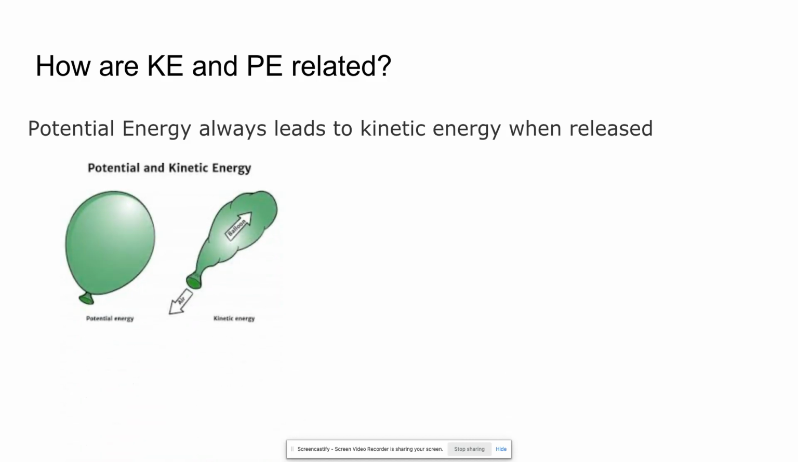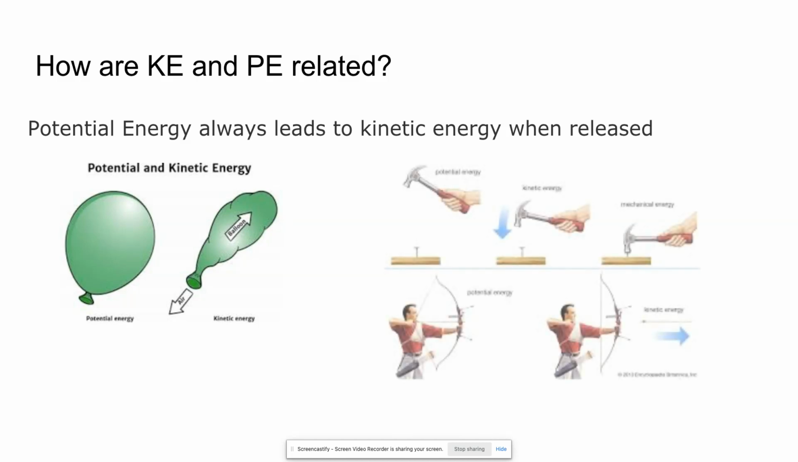We are going to talk in the next video about how kinetic energy and potential energy are related. Basically, I want you to think about the fact that potential energy always leads to kinetic energy when it is released. If you think about a balloon that's blown up, it has a lot of potential energy, but when you let go of the mouth of the balloon, the air shoots out and the balloon goes flying. So that's an example of a transfer of energy from potential to kinetic.